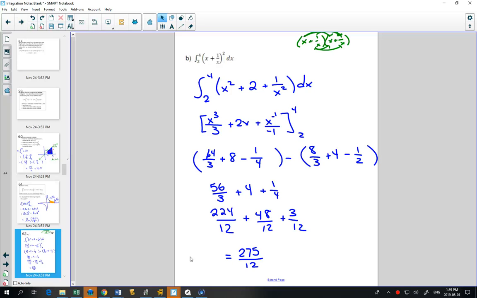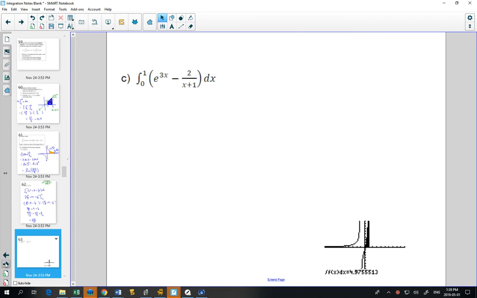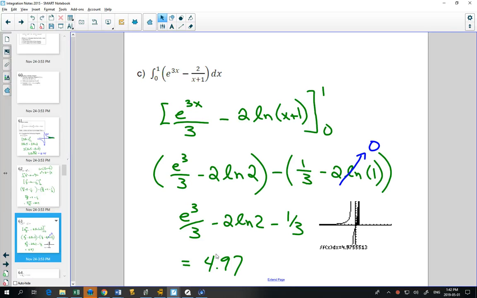Okay. I'm going to get you to try C. I've put up the answer there so you can check how things were going. I have a couple of little notes along the way, that the natural log of 1 is 0. I typed e cubed over 3 minus 2 natural log of 2 minus 1/3 into my calculator.